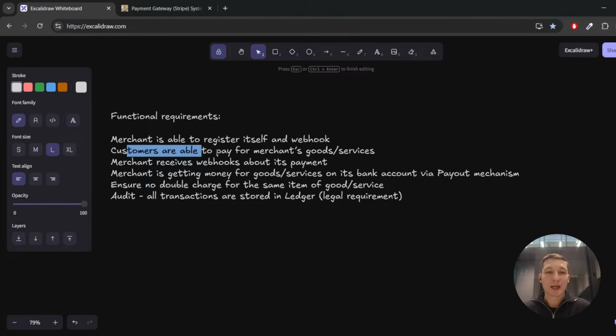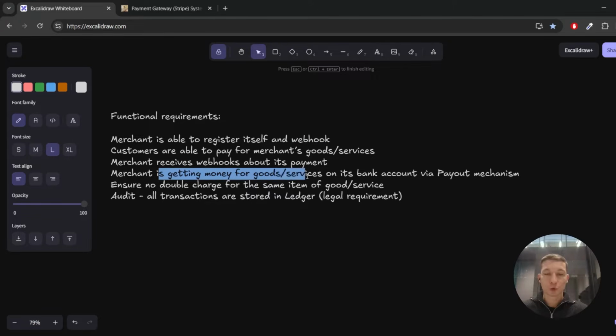Next one: customers are able to pay for merchants' goods and services. This functional requirement involves moving funds from the issuing bank, so the customer's card, to the acquiring bank, which is our Stripe bank. The merchant receives webhooks about its payment. This is already covered. For that reason, we registered the webhook.